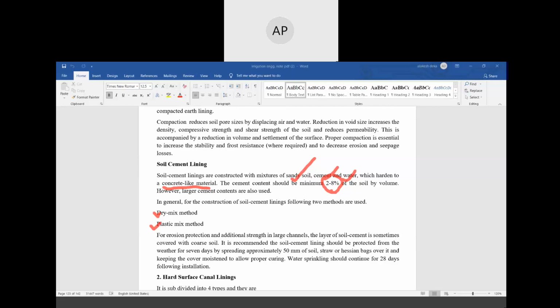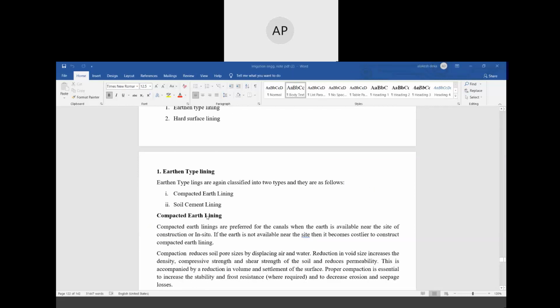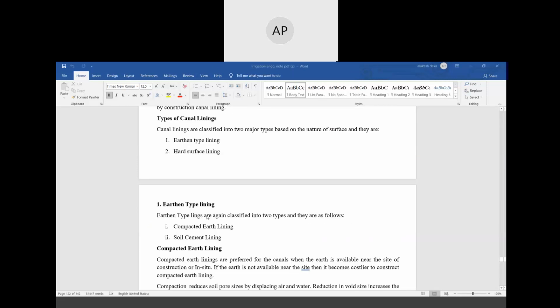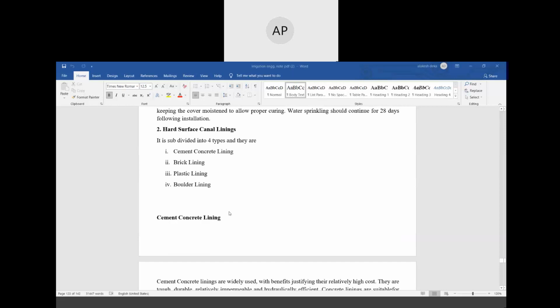Next is hard surface canal lining. Number one is earth type lining, and next one is hard surface canal lining. So what are the hard surface canal linings? One is cement concrete lining, brick lining, plastic lining, and boulder lining. So in cement concrete lining, what will happen?